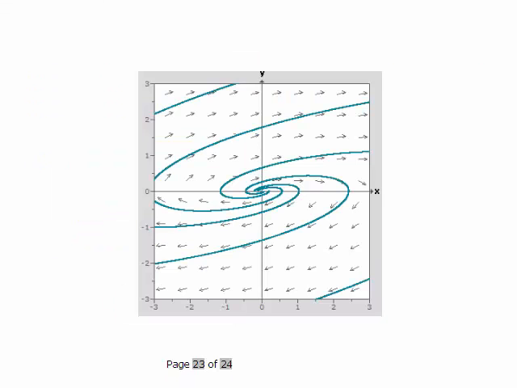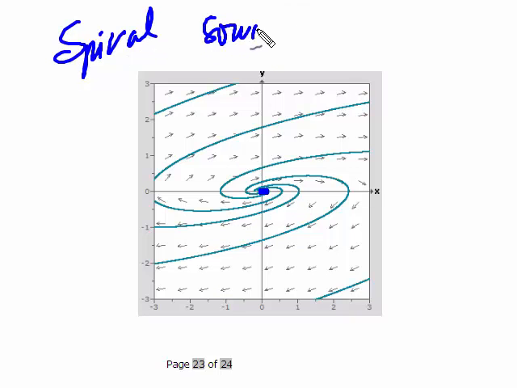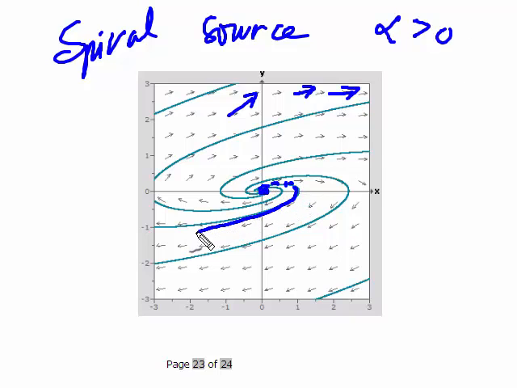And here's our spiral source. There's the equilibrium solution right there, and this is a spiral source. It's a source because alpha was greater than 0. You see where these, in the direction field, are pointing away, going towards infinity, so a solution would start here. In backwards time, it's approaching the equilibrium, but in forward time, it's going out here and maybe making one turn heading off towards infinity.